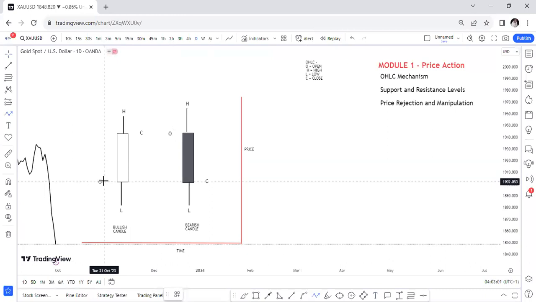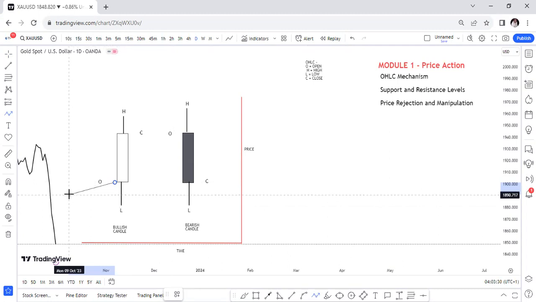So if the market opens here for a bullish candle, it must first go down to take out all the previous liquidity pools below the previous day low. That's the support. Below the support level, it will take the liquidity and trade it off, because that is what the market maker is all about in the market.